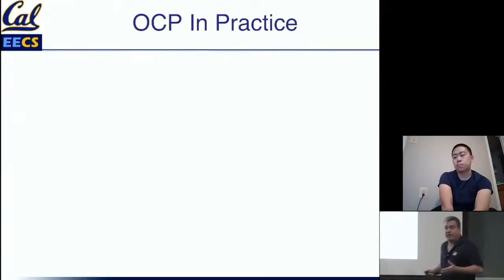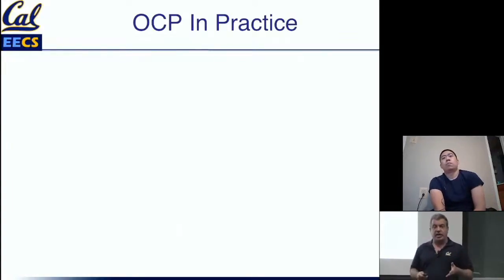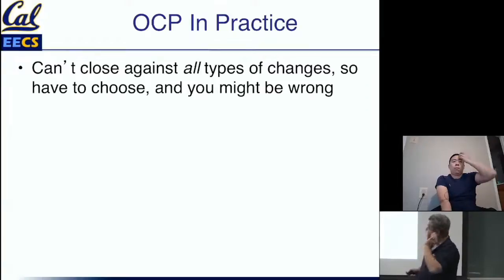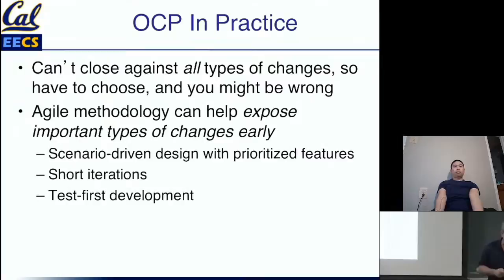So in practice, open-close says don't make it so that classes are closed against modification. And the problem is that that sort of simplistically assumes that you somehow know in advance all of the types of changes you might someday want to make. And of course, that's an ideal, but in practice, you don't necessarily know.